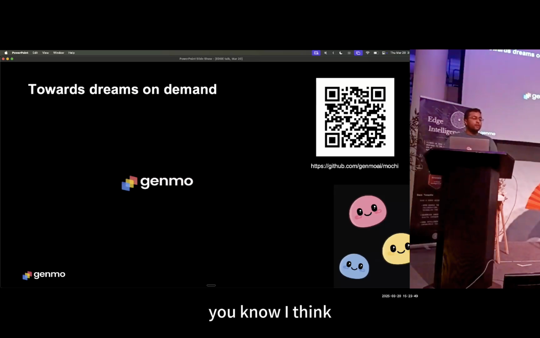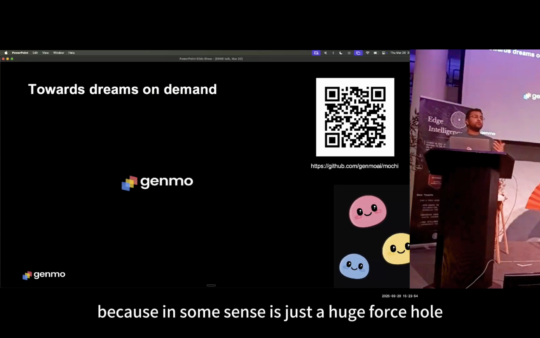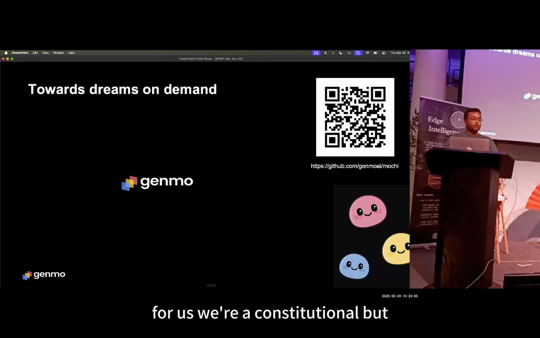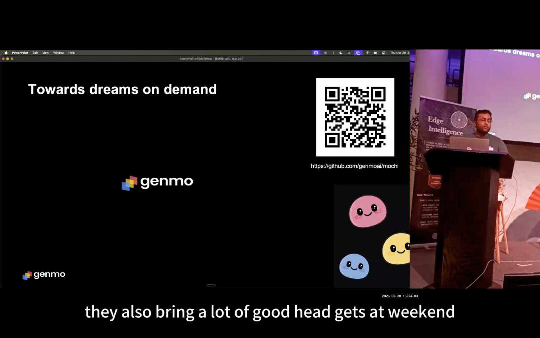But I think open collaboration with academia is really important for us because in some sense it's just a huge force multiplier for us. So we were constantly talking to them. But we actually do also like that there are other competing open models, because they also bring a lot of good ideas that we can import ourselves too.